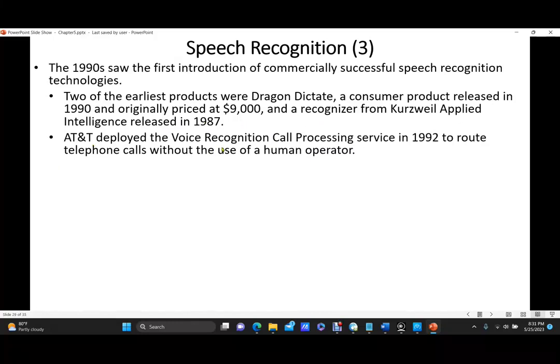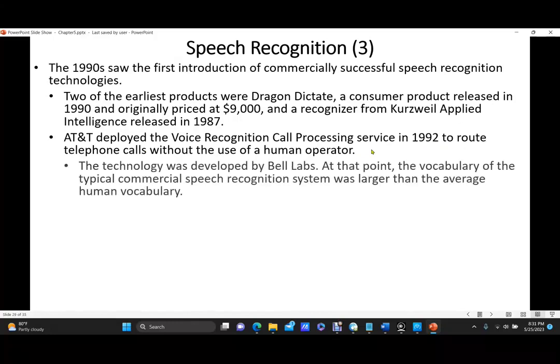AT&T deployed a voice recognition call processing service in 1992. They used it to route telephone calls, replacing human operators. The technology that AT&T used was developed at Bell Labs, and at that point, in 1992, the vocabulary for a typical commercial speech recognition system was larger than that of the average human.